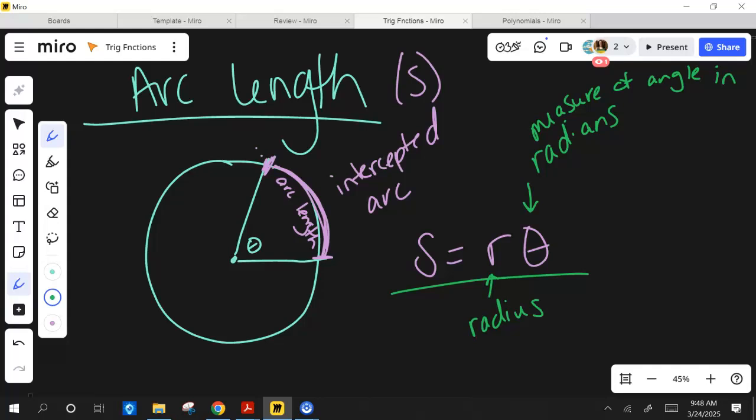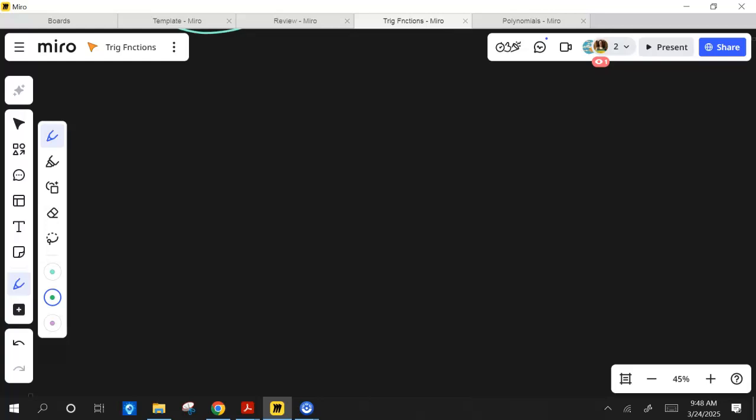Ready? Let's say that my theta is 5 pi over 6, and my r is 3. And I want to know what the arc length is there. Now, first of all, how do I know that theta is in radians here and not degrees? The pi, which it doesn't have to have a pi, but the pi is a dead giveaway. If it does have a pi, it's probably in radians.